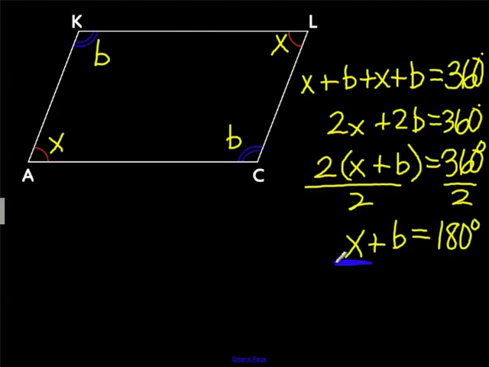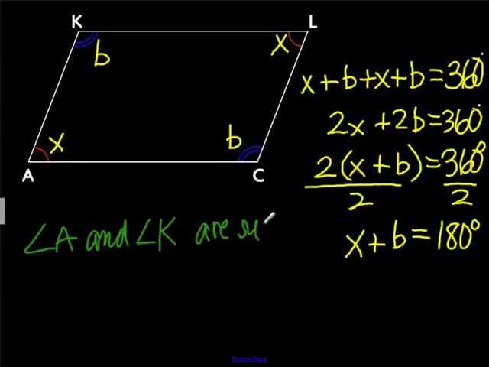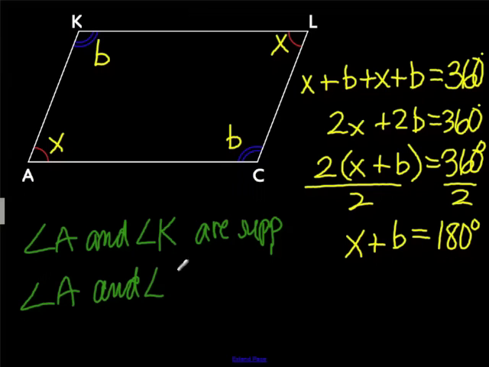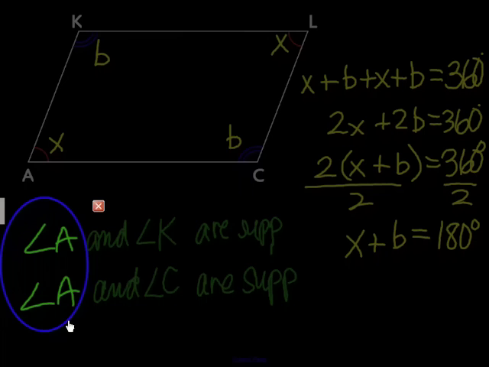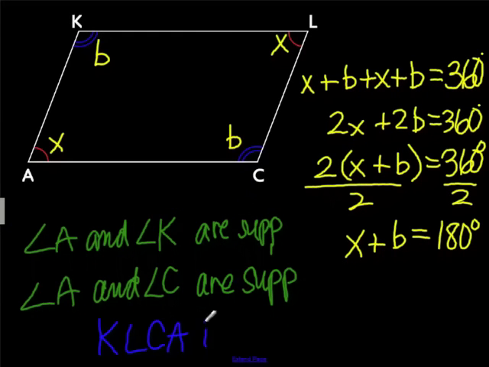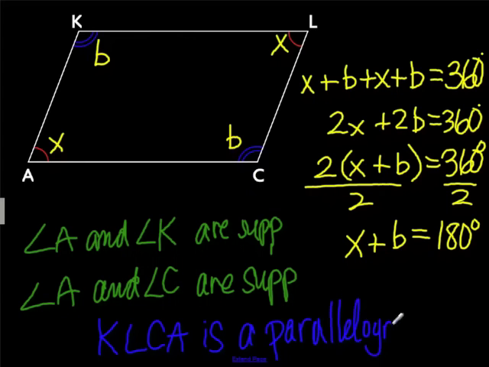Well, wait a minute. x also happens to be the measure of angle A. Likewise, b is the measure of angle K here. That tells us that angle A and angle K are supplementary angles. That's the definition of supplementary angles, isn't it? But wait a minute, that's not all. b also happens to be the measure of angle C here. What does that tell us about angle A and angle C? It tells us that angle A and angle C are supplementary. And I think we just proved a theorem about that. If an angle is supplementary to both of its consecutive angles, then the quadrilateral is a parallelogram. So I will leave you to fill in the blanks to all the proofs.